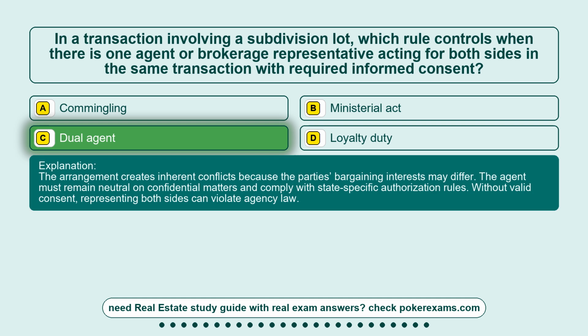The arrangement creates inherent conflicts because the parties' bargaining interests may differ. The agent must remain neutral on confidential matters and comply with state-specific authorization rules. Without valid consent, representing both sides can violate agency law.